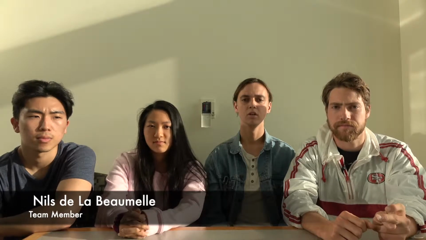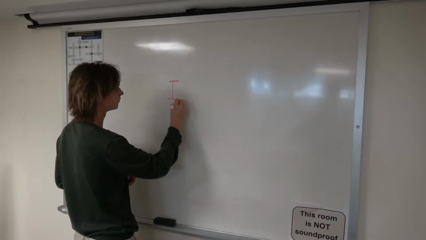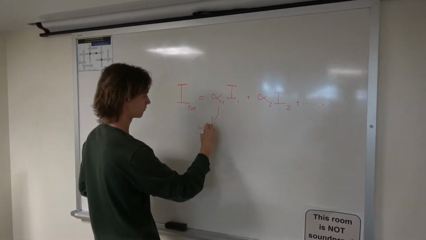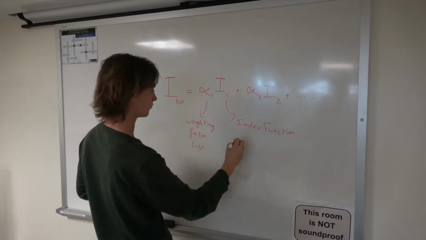So our project was broken down into milestones. The first one was to determine which factors would influence kelp growth and which ones were the most important. For example, the temperature of the water or the depth of the seafloor or the hard constraints, shipping lines, etc. And for each factor, we are going to build an index function which will range from 0 to 1, 0 being impossible for kelp growth and 1 being optimal.